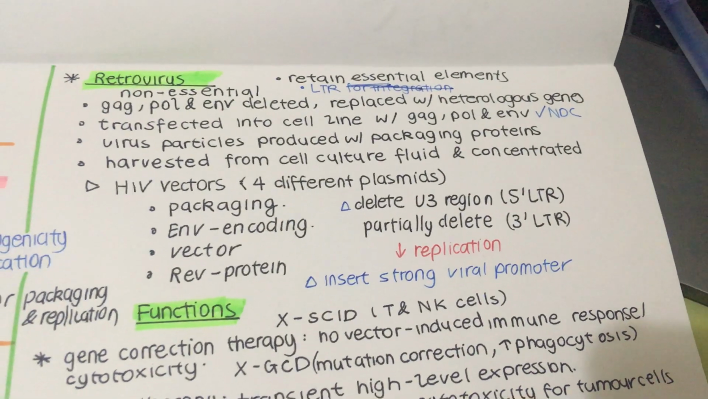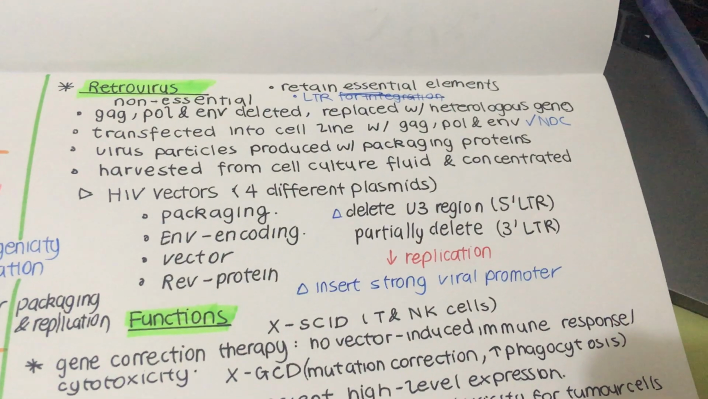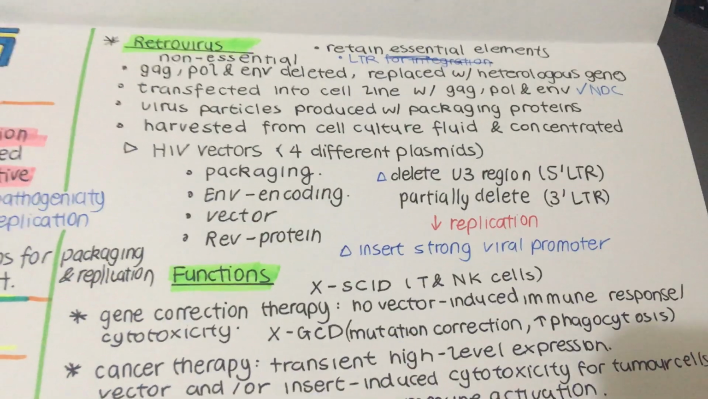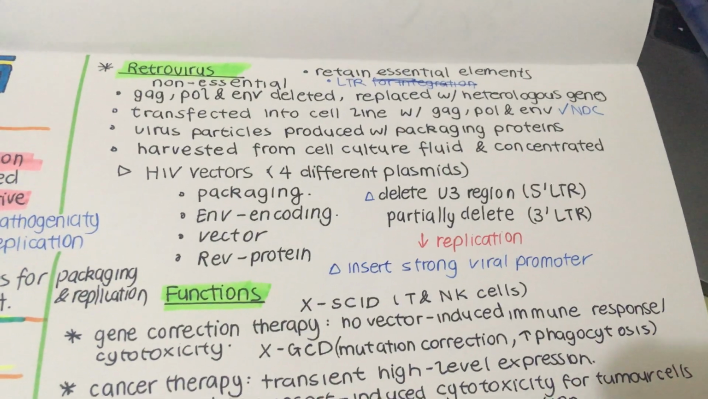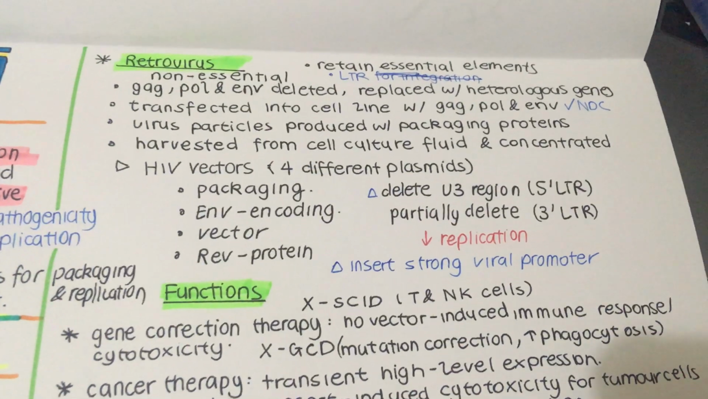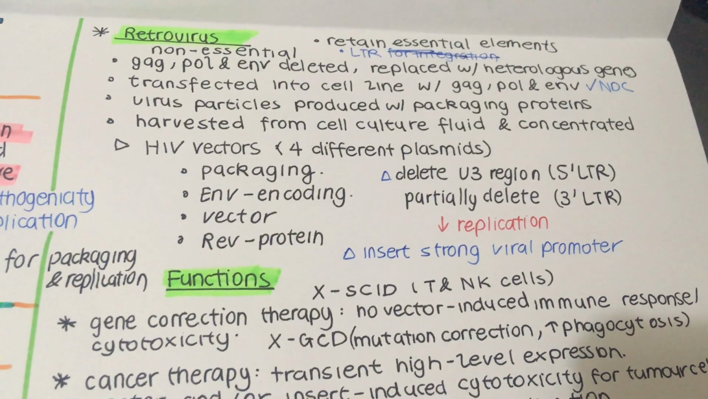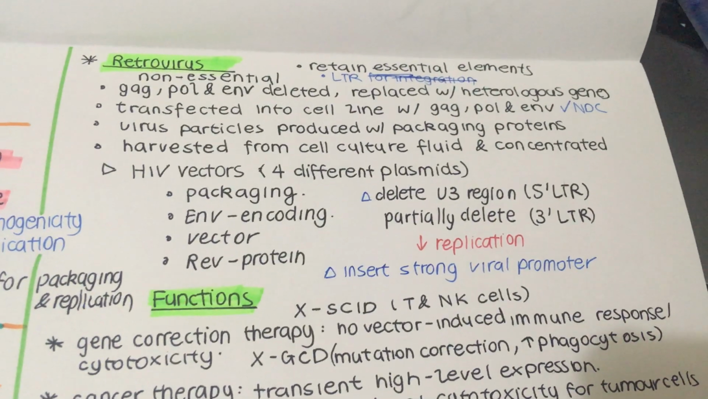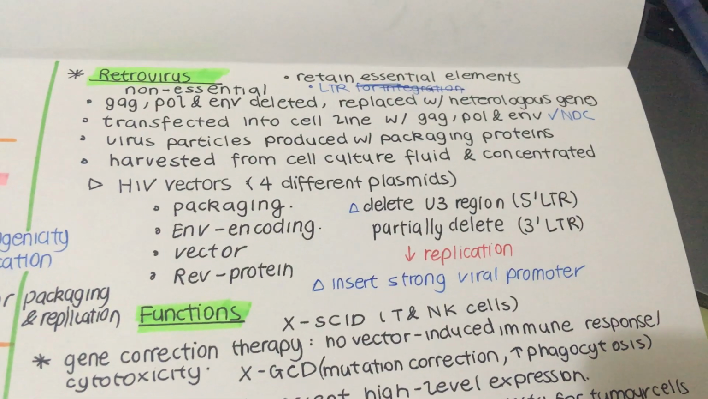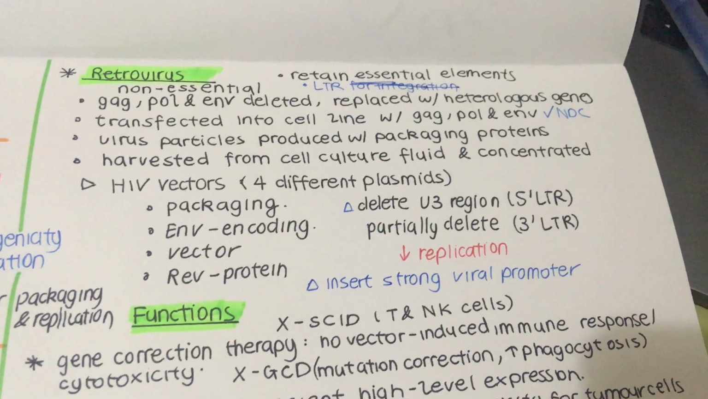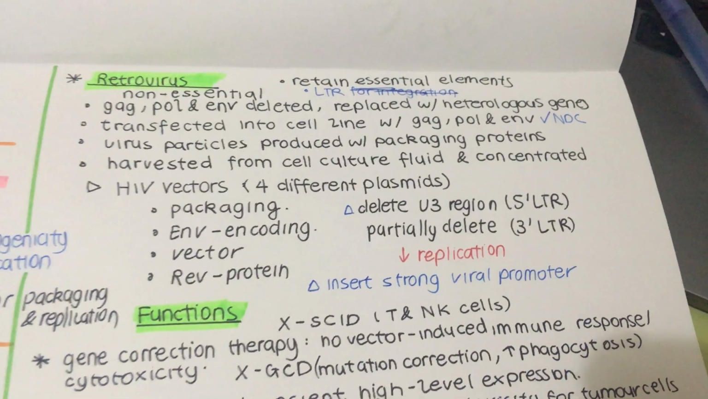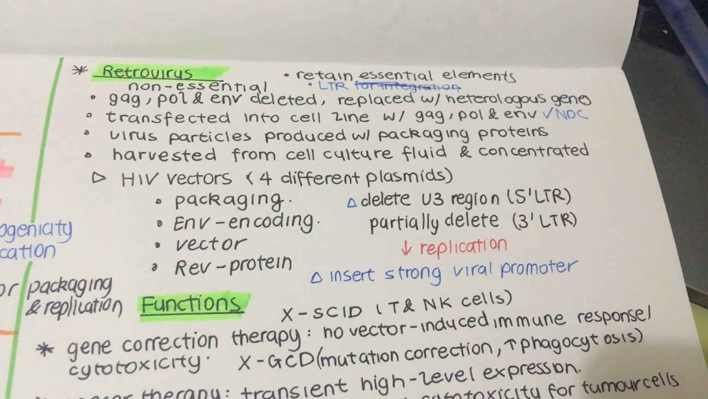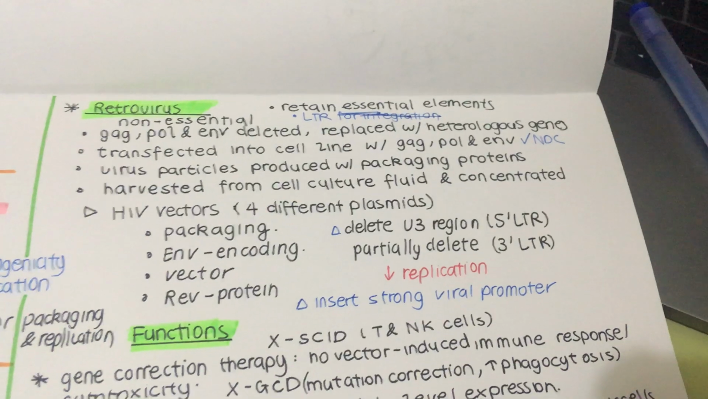So you would delete some of those GAG, POL, and ENV proteins in its genome and then replace them with heterologous genes. And then you would transfect it into cells expressing GAG, POL, and ENV proteins. Essentially what this does is that it limits the generation of replication competent retroviruses. And then the resulting cell line would produce these virus particle-like molecules, which can then be harvested and concentrated and used to infect cells.